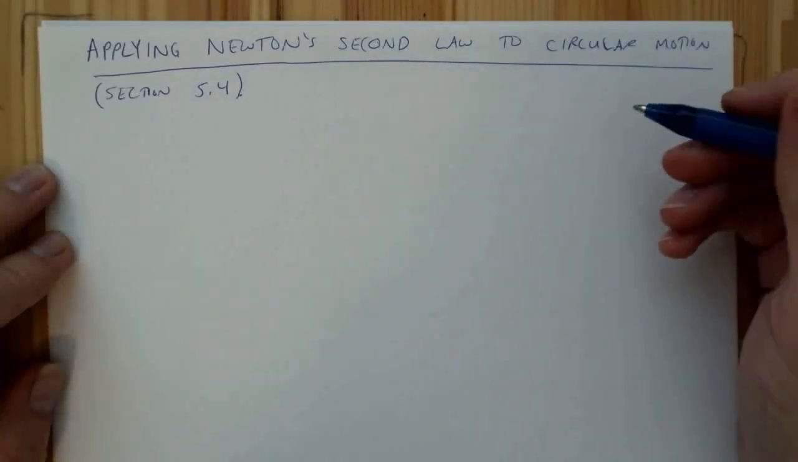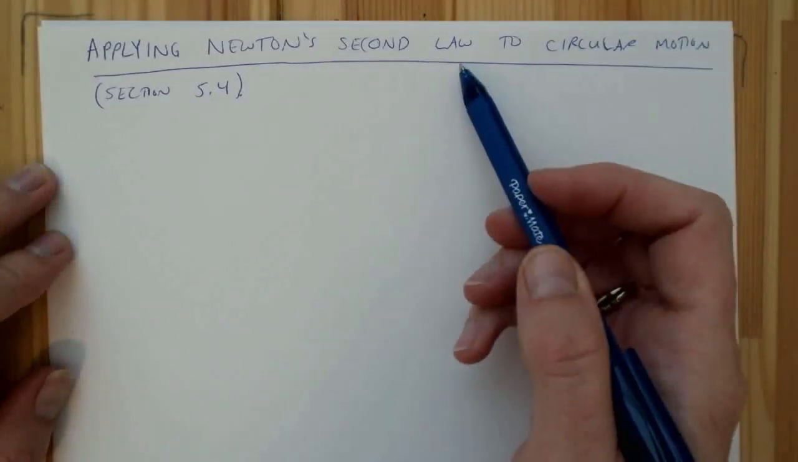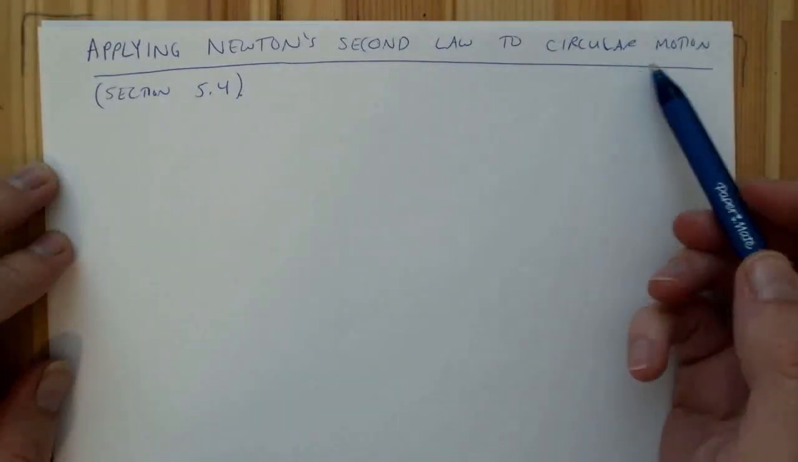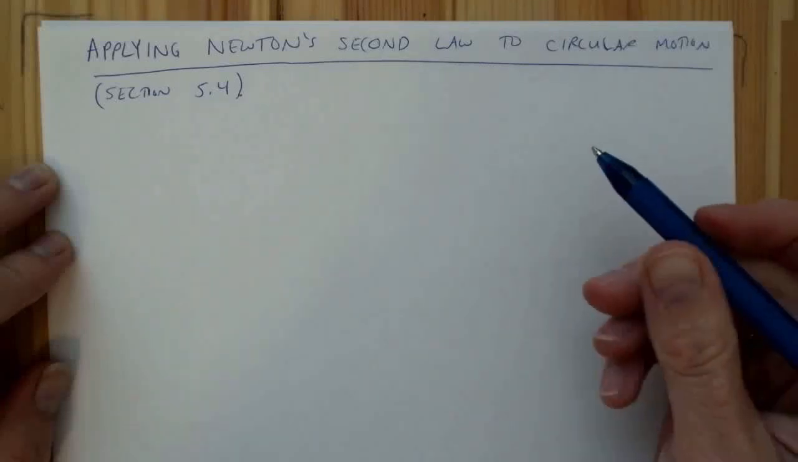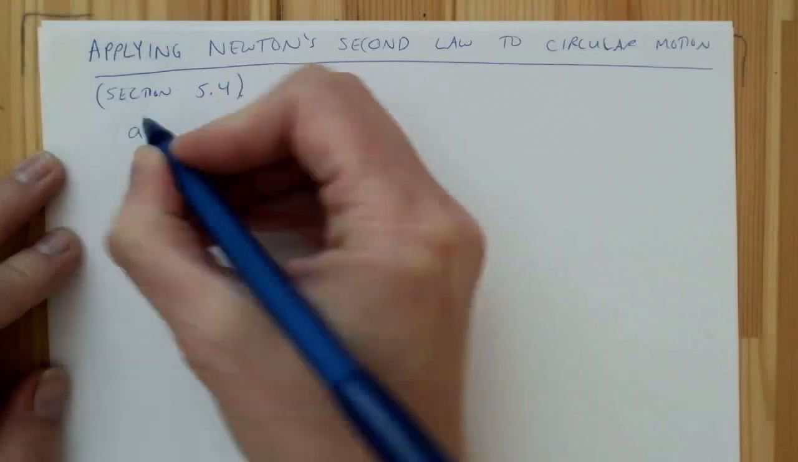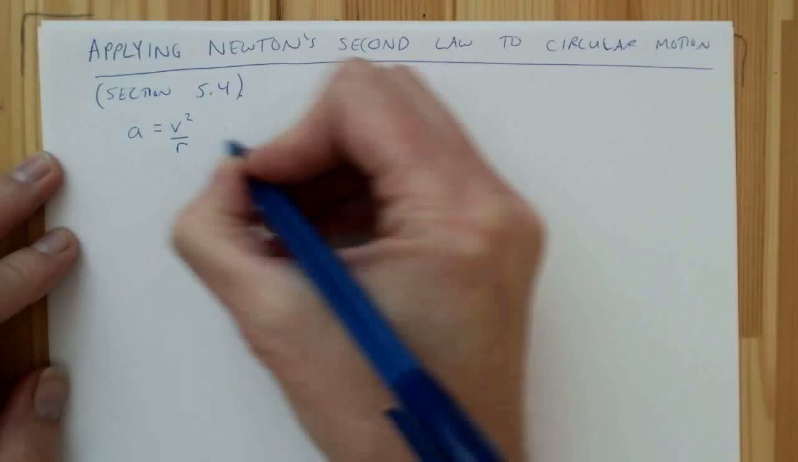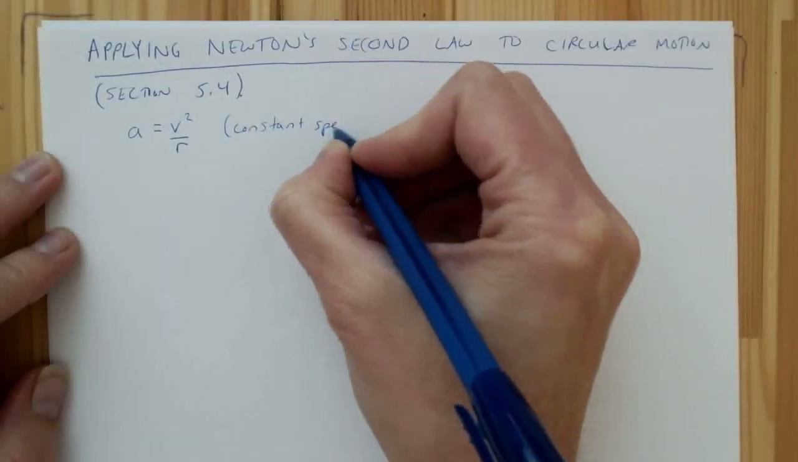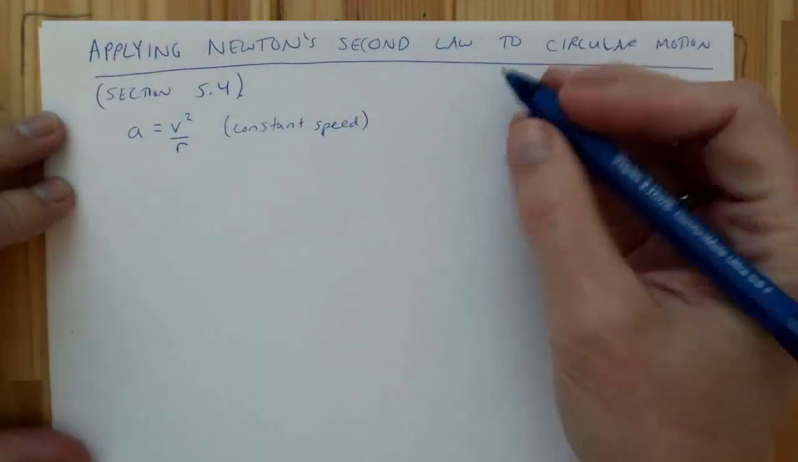In the first part of this video, we're going to talk about how to apply Newton's second law, the sum of forces is equal to the mass times the acceleration, when the acceleration is that of circular motion, specifically the centripetal acceleration, v squared over r. This comes from section 5.4 of your textbook. So say that the acceleration is equal to v squared over r. We'll look at the case of a constant speed, circular motion, to keep the problems somewhat straightforward.